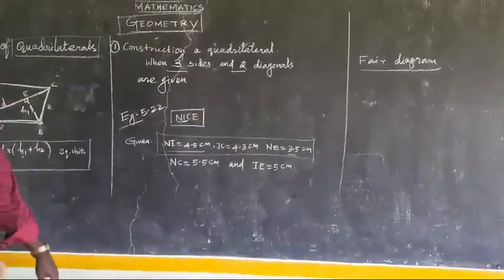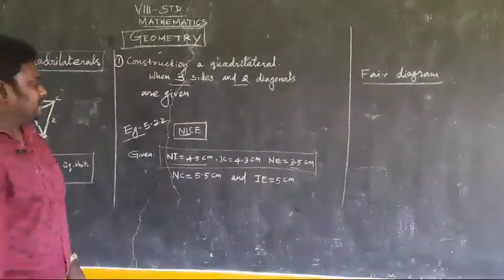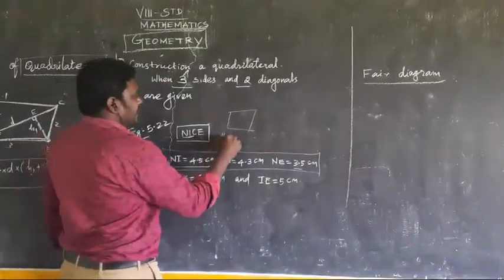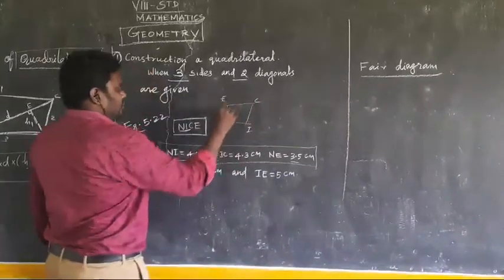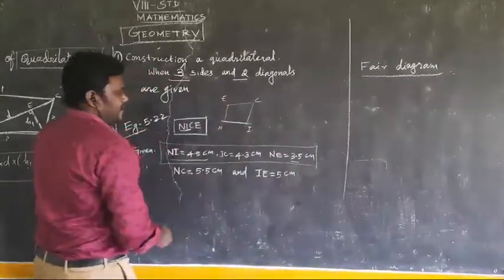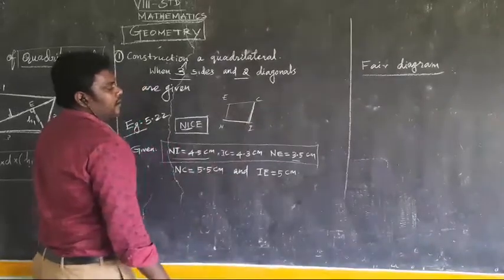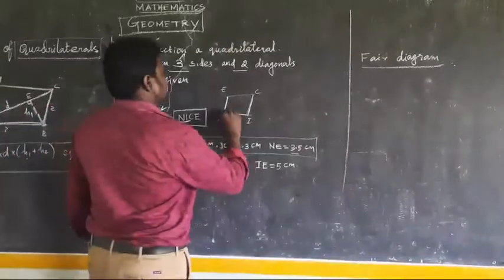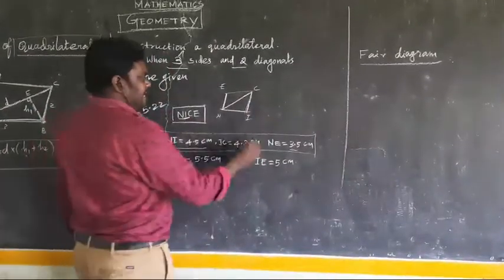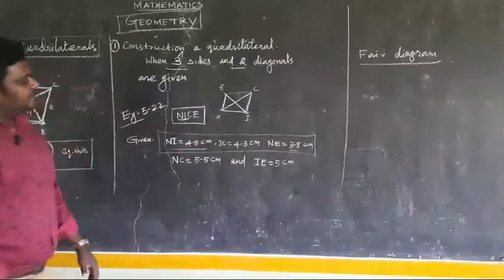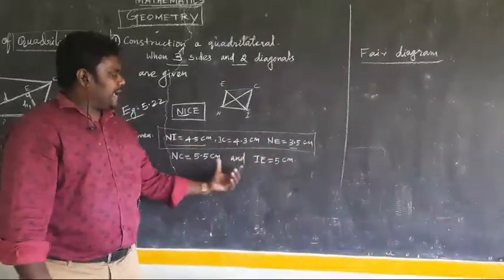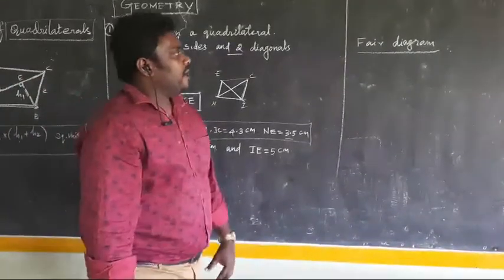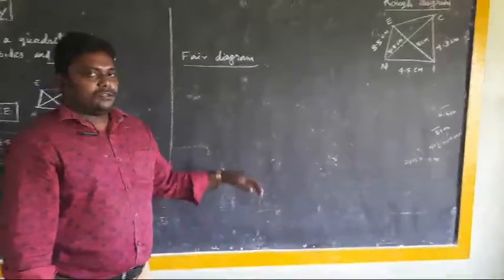How do we identify whether the given is a diagonal or a side? You can draw roughly and mention the name NICE. They gave NI, a side, IC, a side, and NE, also a side of the quadrilateral. Next they gave NC, a diagonal, and IE, also a diagonal. So they gave three sides and two diagonals. Based on the given information, we are going to draw the quadrilateral.